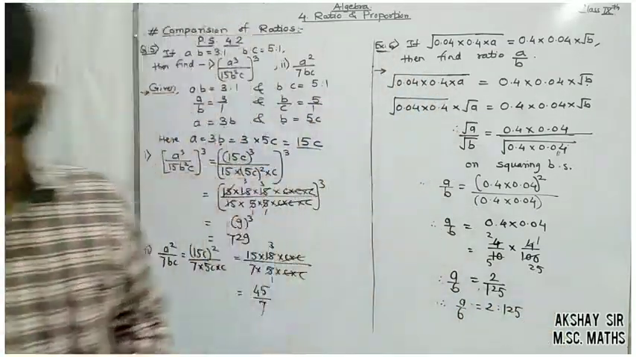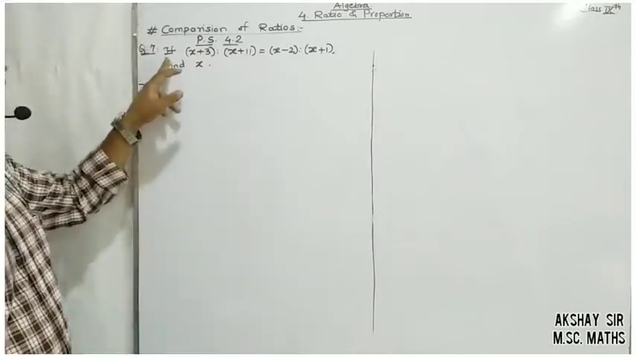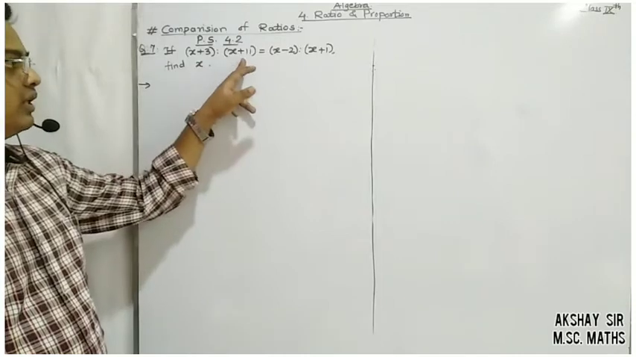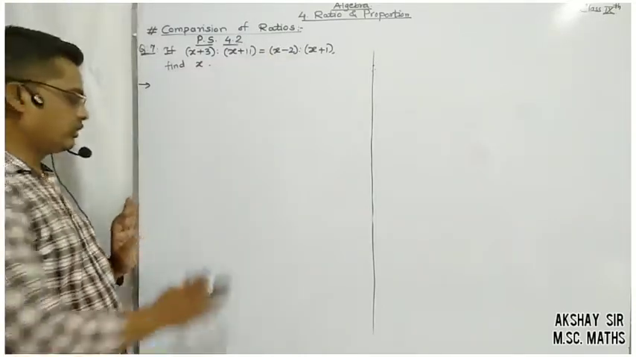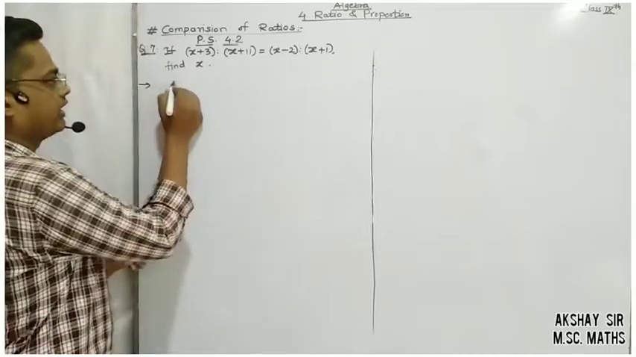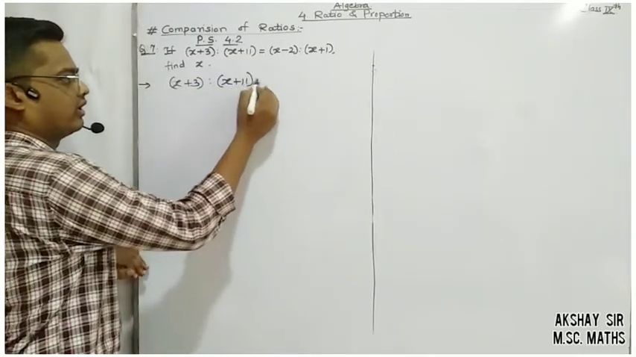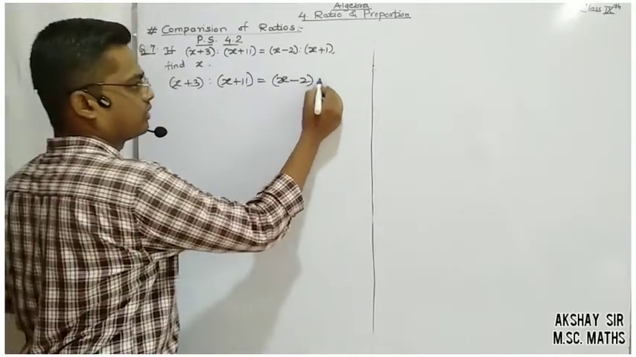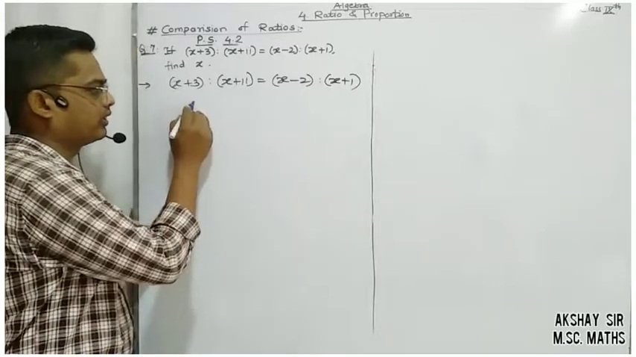That's it. Let us see question number 7, which is also the last example from practice set 4.2. If x plus 3 as to x plus 11 equals x minus 2 as to x plus 1, find the value of x. So here two equal ratios are given in this way, x plus 3 as to x plus 11 equals x minus 2 as to x plus 1, and you have to get the value of x out of this equation. Very simple ratio.